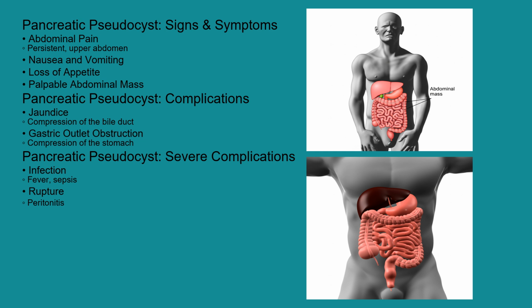If the pseudocyst compresses nearby structures, it can lead to complications like jaundice if it presses on the bile duct, or gastric outlet obstruction if it presses on the stomach. In rarer, more severe cases, the pseudocyst can become infected, causing fever and sepsis, or even rupture, leading to peritonitis.